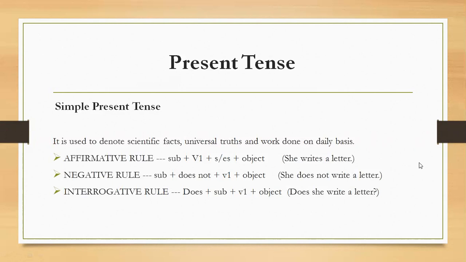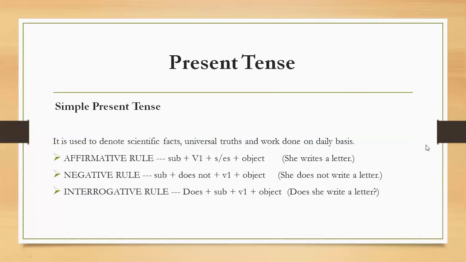First is the affirmative form, where we have the example: she writes a letter. This is simple present. Negative form: she does not write a letter. Interrogative form: does she write a letter? All these three examples are examples of simple present tense.